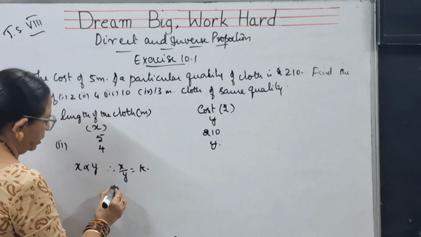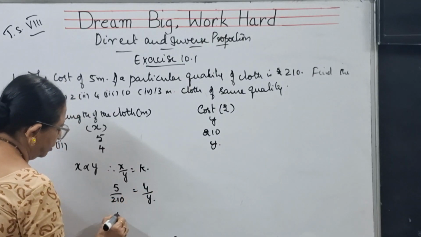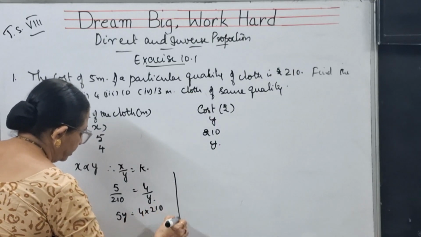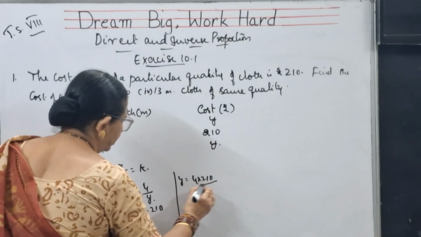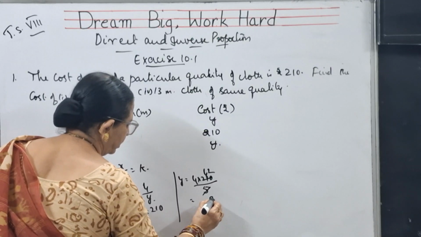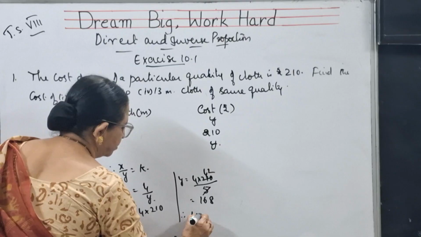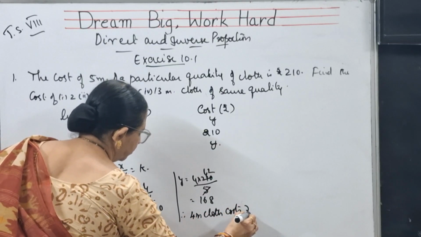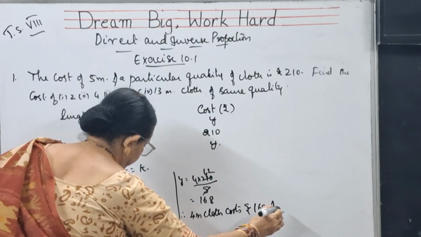So 5 by 210 is equal to 4 by y. That means 5y is equal to 4 into 210. So y is equal to 4 into 210 by 5. 5 4s are 20, 5 2s are 10, 4 2s are 8, 4 4s are 16. Therefore, 4 meters of cloth costs rupees 168. This is the answer, children.